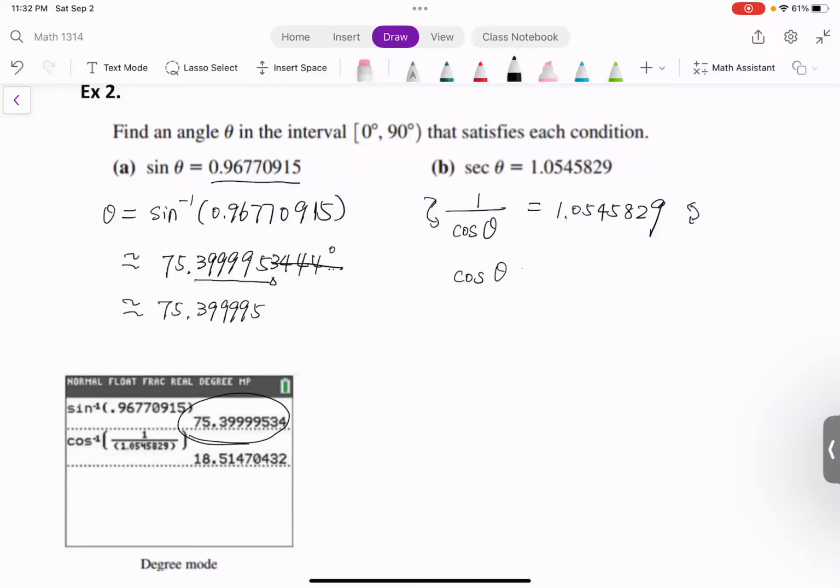So rescue the cosine on the top. Then I'm having 1 over 1.05455829. So what I'm looking for is theta. I want to know the angle. It doesn't matter whether I find the angle from the secant or from the cosine, I just want to find theta. So theta equals, swap the theta and the value here. That means I'm having inverse cosine of 1 over 1.05455829. Let's put this in our calculator.